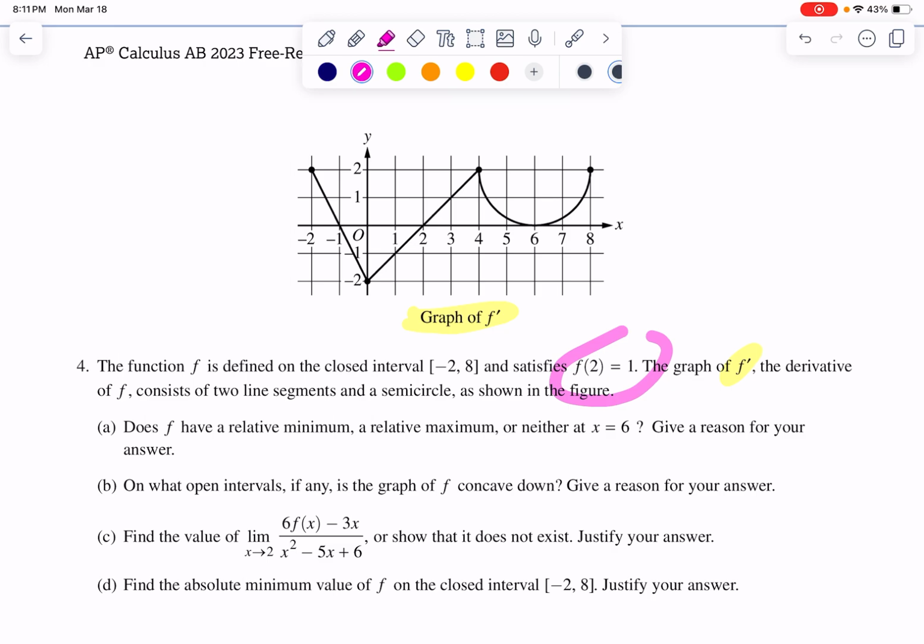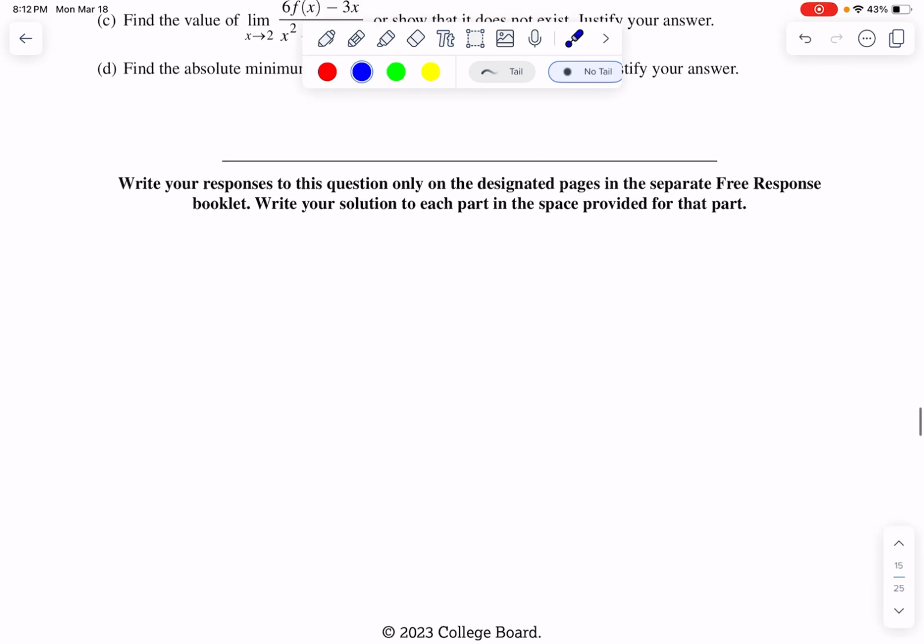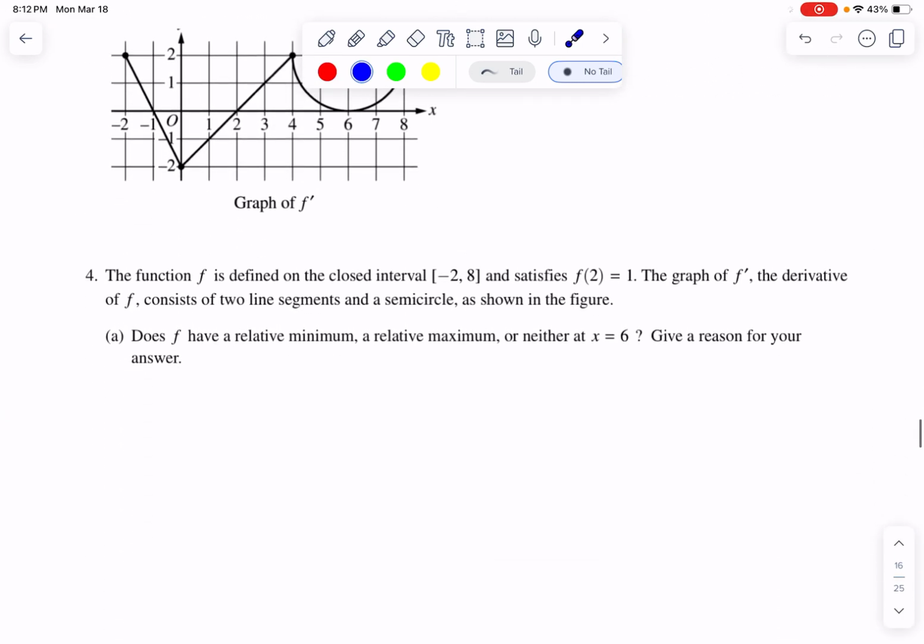Okay, so does f have a relative maximum, a relative minimum, or neither at x equals 0? So we need to think about what f prime does if f has a local maximum. At a local maximum, the derivative switches from positive to negative. At a local minimum, the derivative switches from negative to positive.